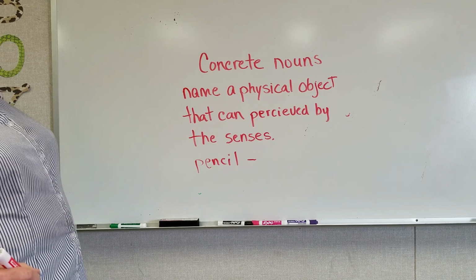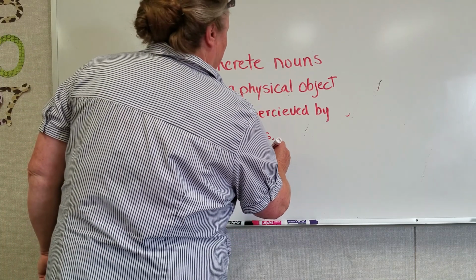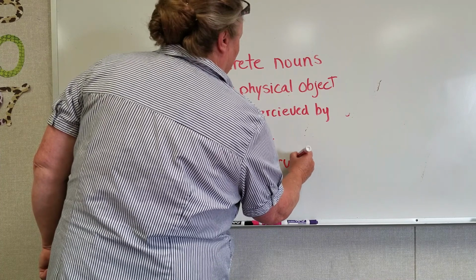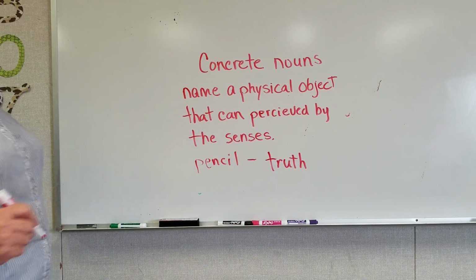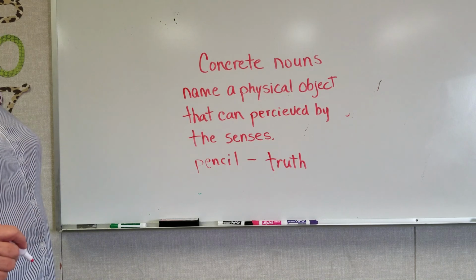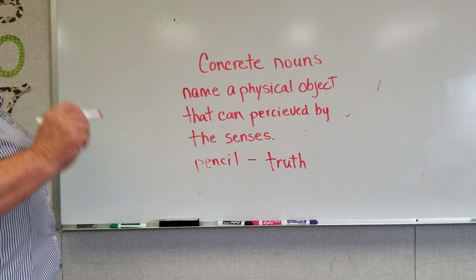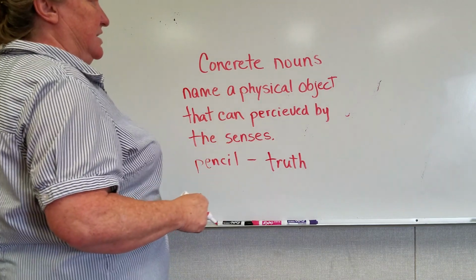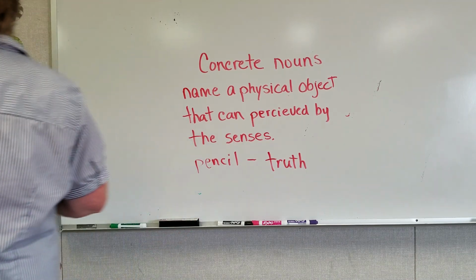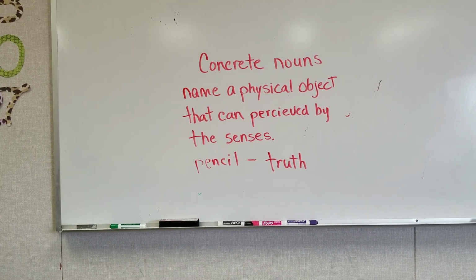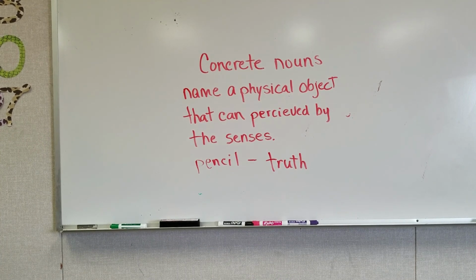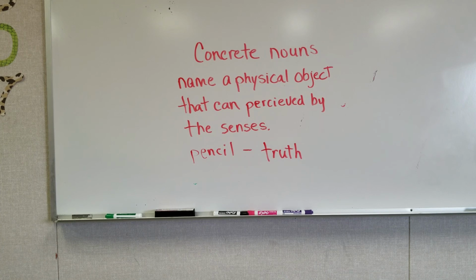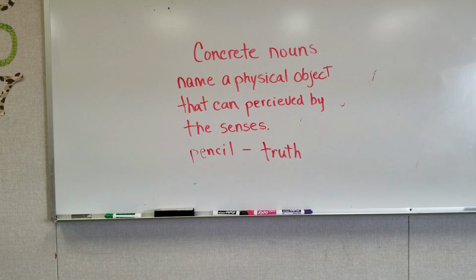But let's say truth. Truth is a noun, but it's not a concrete noun because it's not something I can either see, taste, smell, hear, touch, etc. It's still a noun, it's still something, but it's not something that I can perceive with one of those natural physical senses. You're not asked this in your test, but truth would be what's considered an abstract noun, as opposed to pencil, which is a concrete noun.